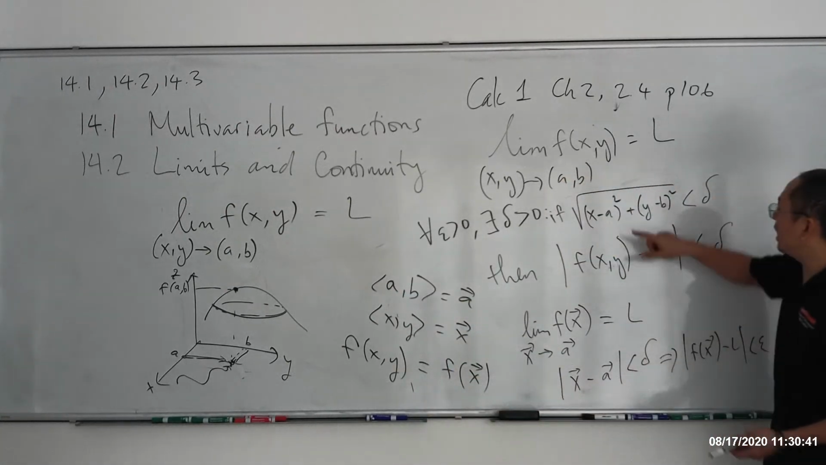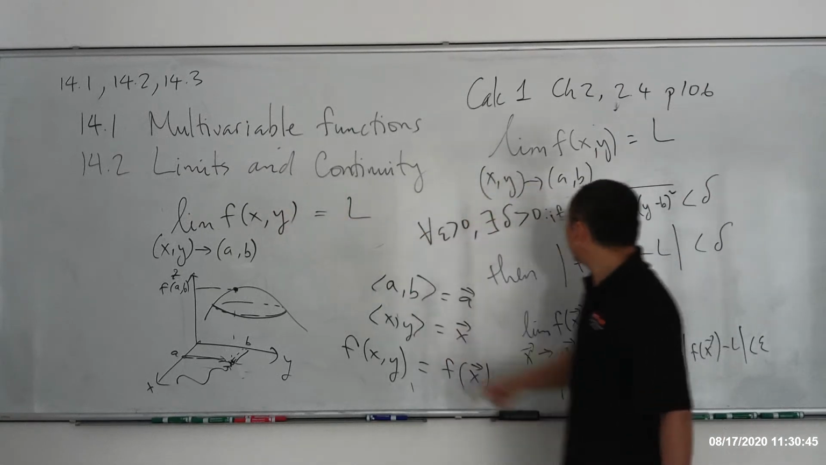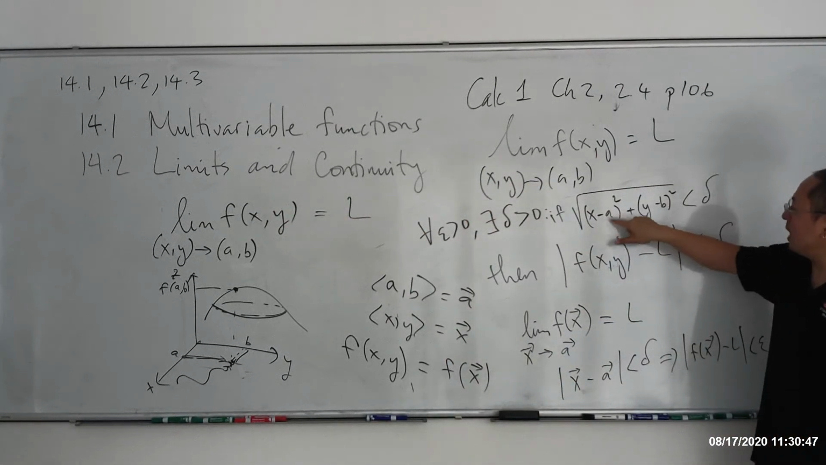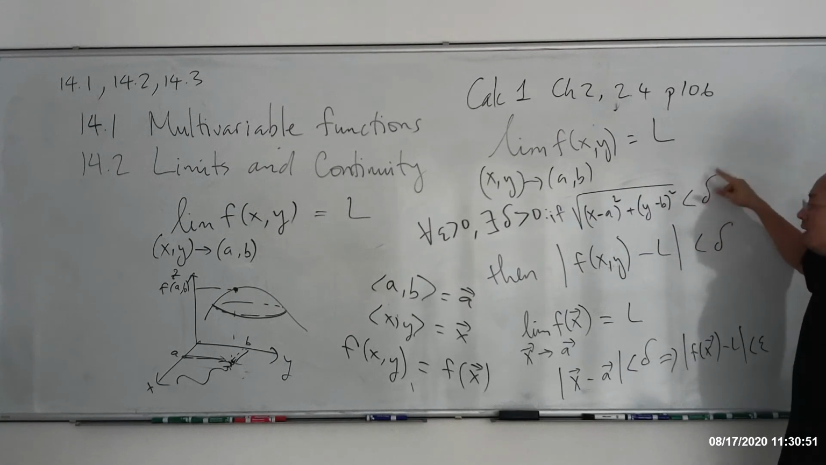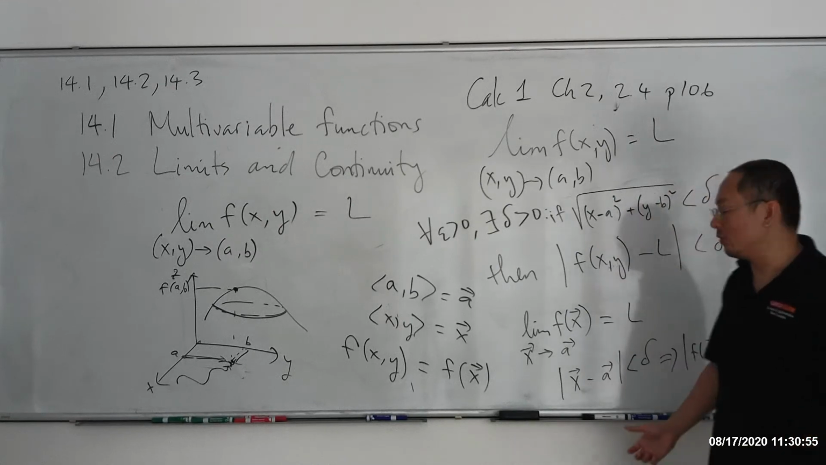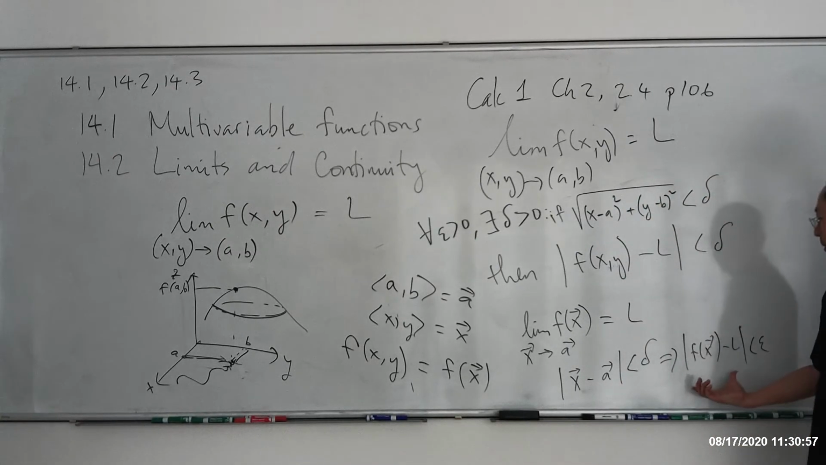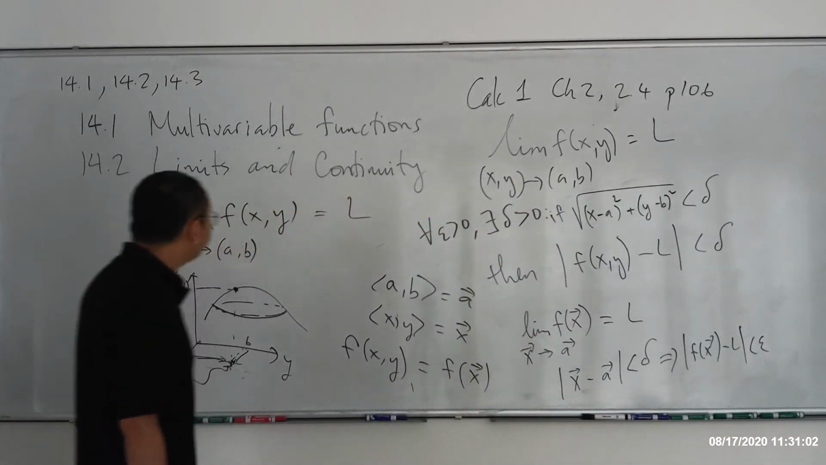Because for three variables you don't have just x, y, right? So you've got a function f of x comma y comma z. This part is going to be what? x minus a squared plus y minus b squared plus z minus c squared less than delta. And then for four variables you'd have to rewrite it with four variables. But with a vector, people write it this way for multivariable. And that will work too.